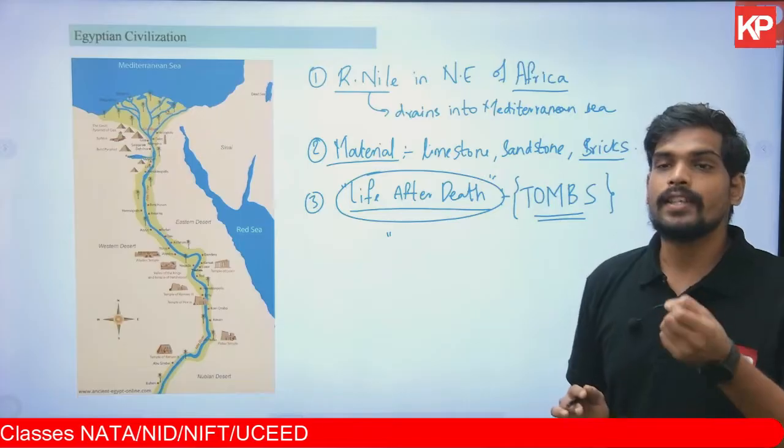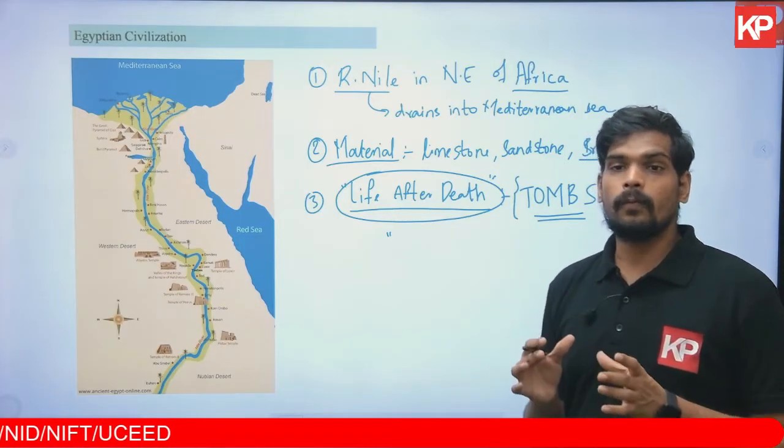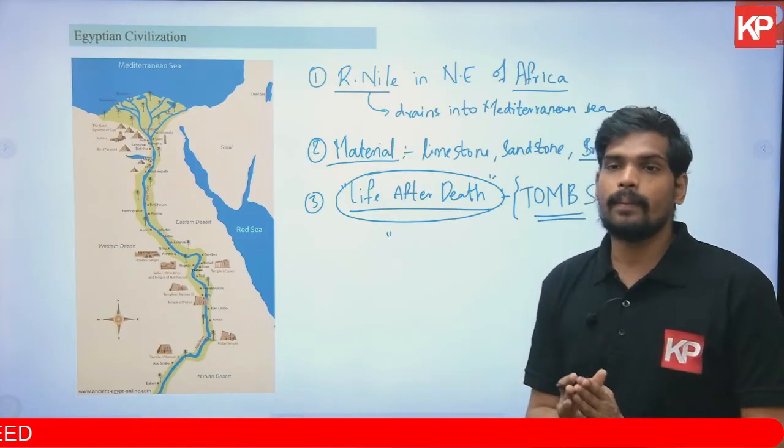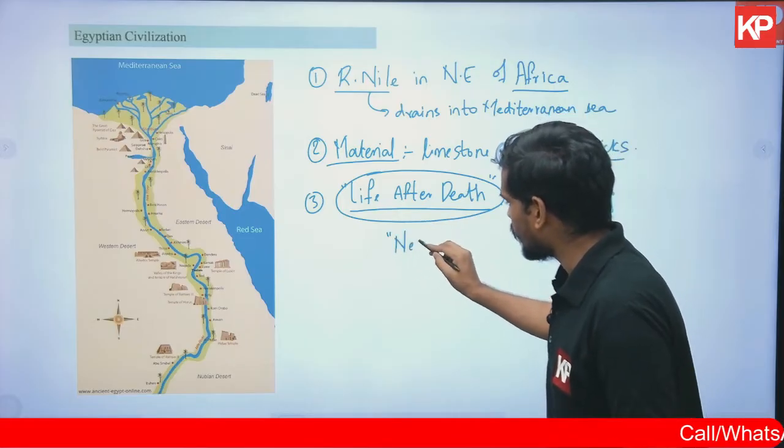So remember this third point, that is life after death and tombs. There is one additional term which you can remember here. Ancient Egypt is also known for its necropoli. Necropoli is the plural; in singular form, it is called necropolis. So in ancient Egypt, you also find necropolis.